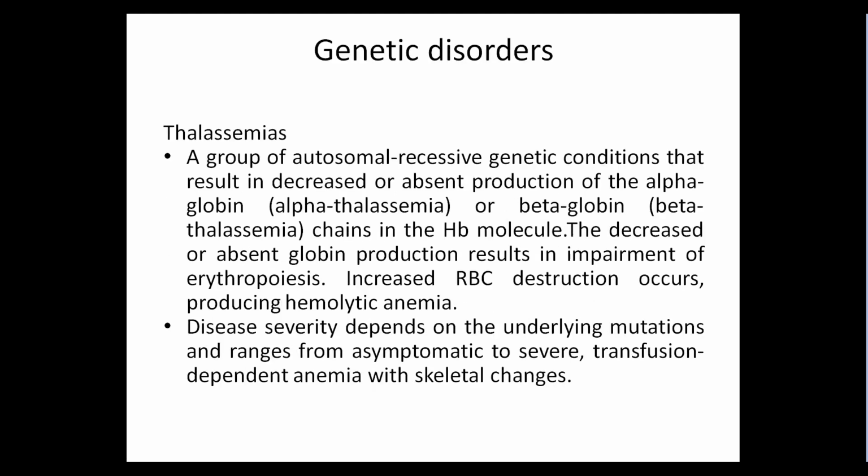Genetic disorders. Thalassemia is a group of autosomal recessive genetic conditions that results in decreased or absent production of the alpha globin or beta globin chains of the hemoglobin molecule. The decreased or absent globin production results in impairment of erythropoiesis. Increased red blood cell destruction occurs, producing hemolytic anemia. Disease severity depends on the underlying mutations and ranges from asymptomatic to severe transfusion-dependent anemia with skeletal changes.